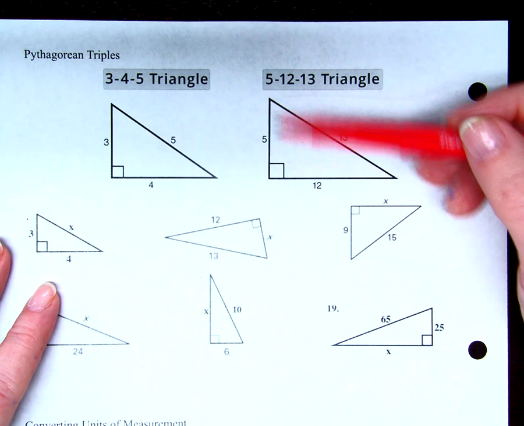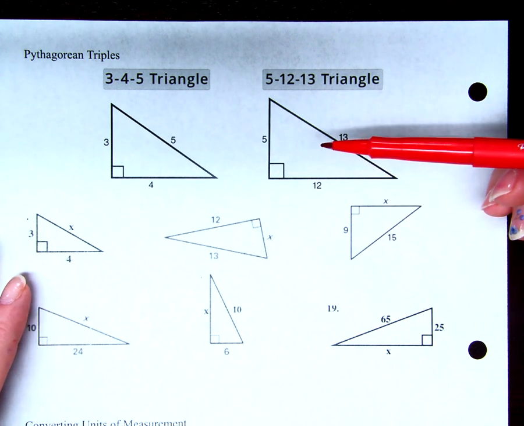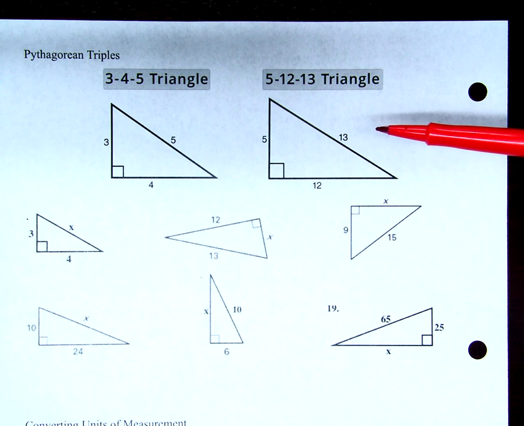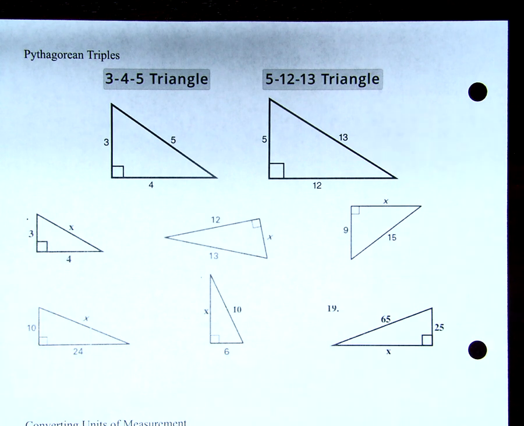The other one is 5, 12, and 13. Now, are these the only two? Absolutely not. But these are, I guess, the most popular. Now, I could make you a huge list of a whole bunch of Pythagorean triples. A huge list. Because here's what I know.